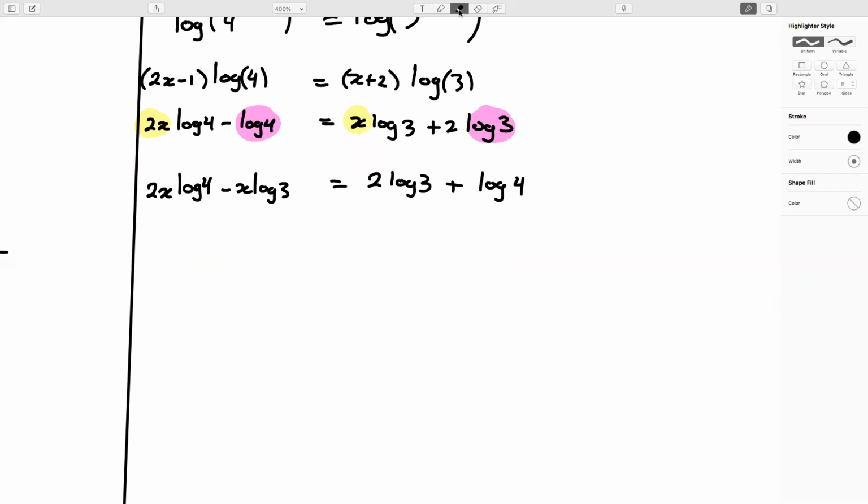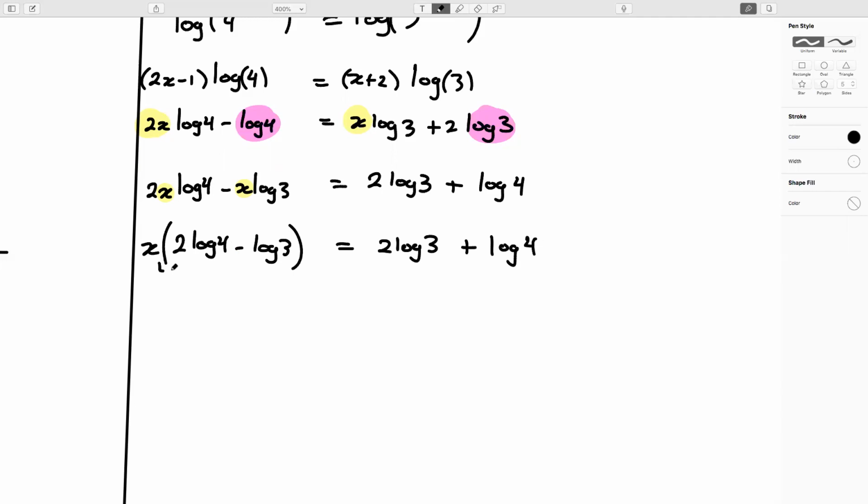So now we're stuck with this task of trying to solve for x. And we've got two terms with x in it. What we have to do is factor out an x. This term has x, this term has x, so let's just remove it. Let's factor it out. x times 2 log 4 minus log 3 equals 2 log 3 plus log 4.